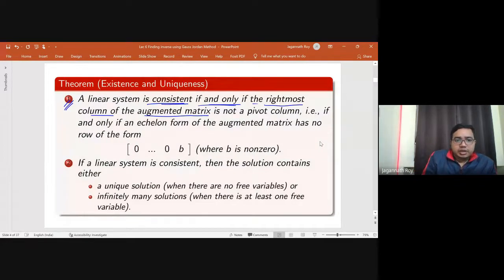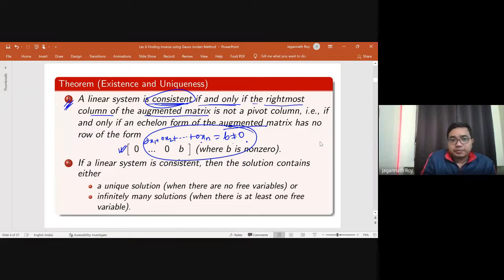then what happens? 0 x1 plus 0 x2 plus 0 xn becomes 0, but B is non-zero. So 0 equals some non-zero entry, which will be inconsistent. So this theorem says if we do not have such a situation, then we will have a consistent system. That means at least one solution will be there.